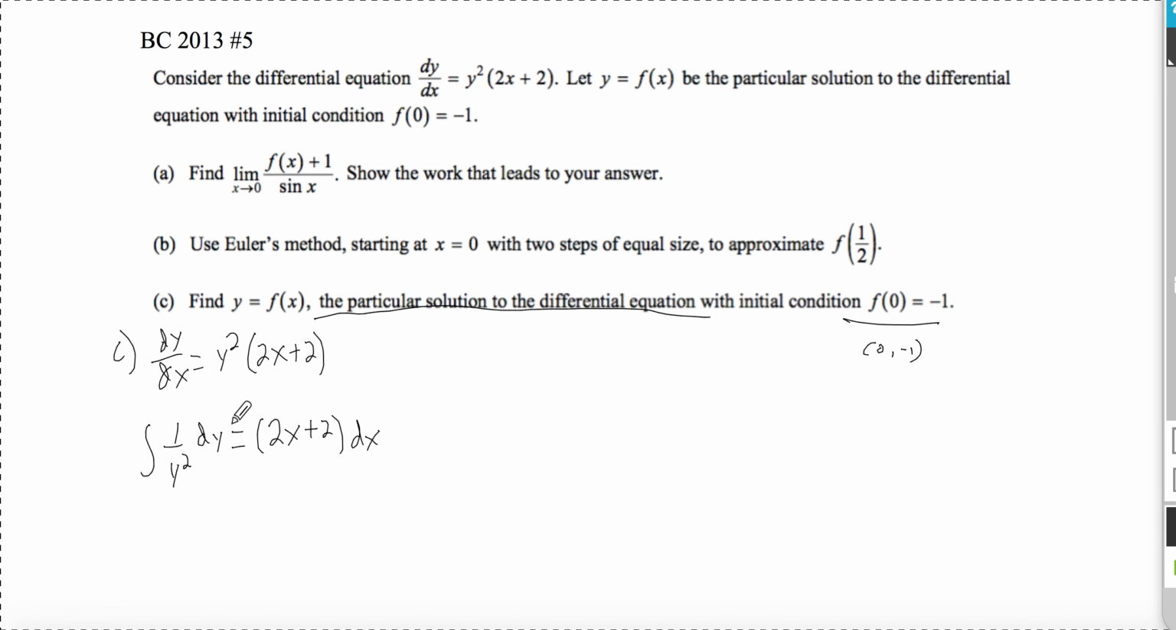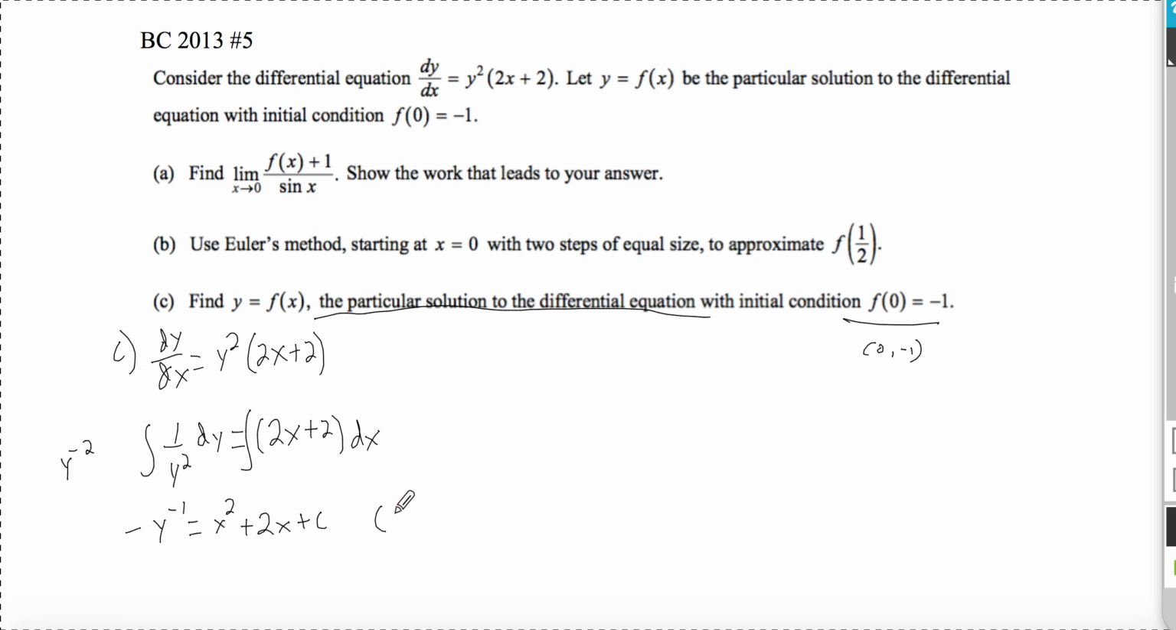We need to take our antiderivatives now. 1 over y squared, that's not a natural log thing. Remember, 1 over y squared is the same thing as y to the -2. So the antiderivative of y to the -2, I would add 1 to the exponent. It's a power rule thing. And then divide by the new exponent. Divide by -1, so negative y to the -1 equals the antiderivative of 2x with respect to x, which is x squared, plus the antiderivative of 2, which is 2x, plus c.